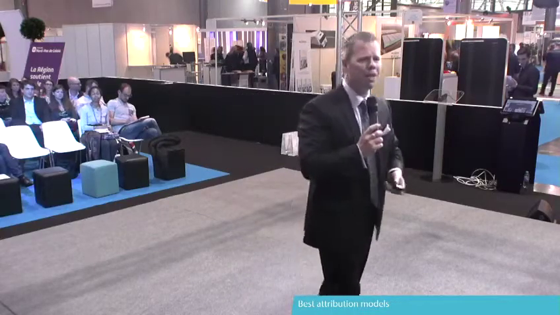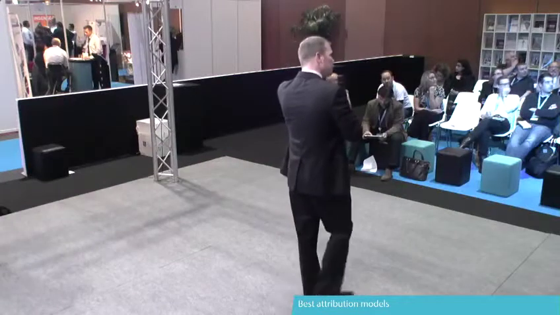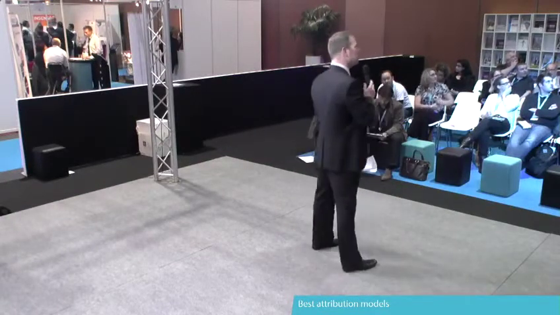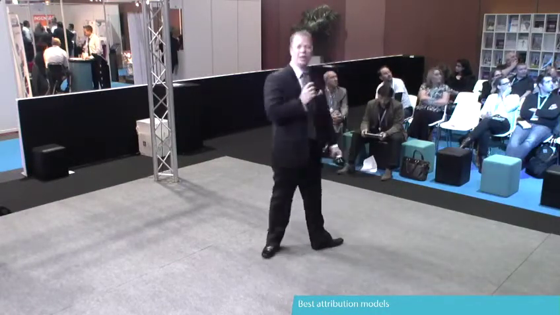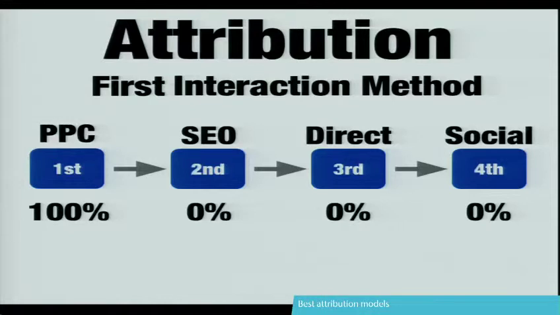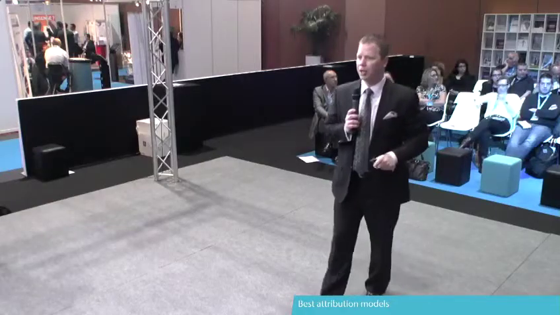Here's an example. This is what's called the first interaction method. The first type of attribution, which says that the first click someone makes to find my website gets 100% of the value. So even if they find me from SEO or direct or from social media, it doesn't matter, because the way they found me first was through pay-per-click. And so I give 100% of the credit to pay-per-click.